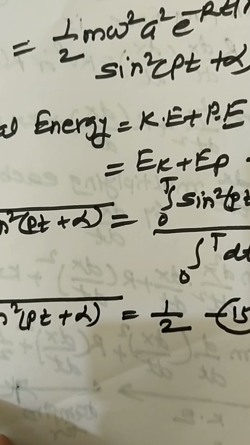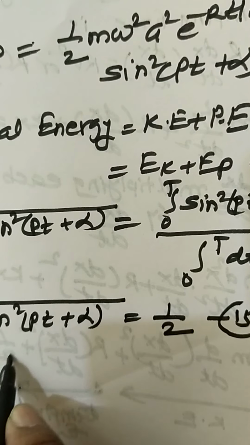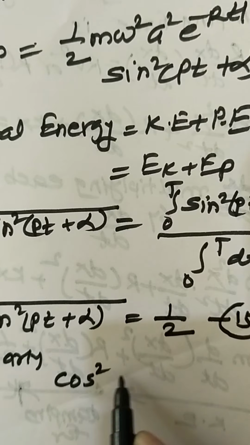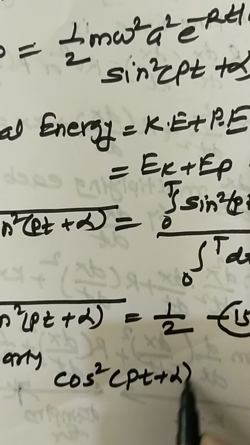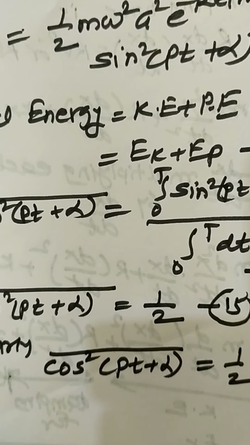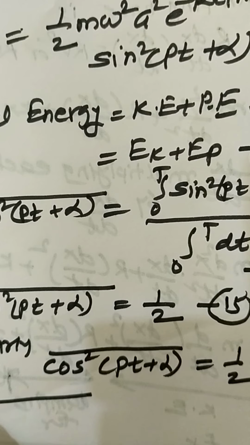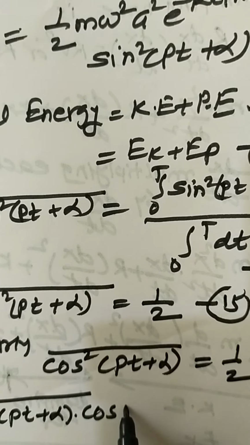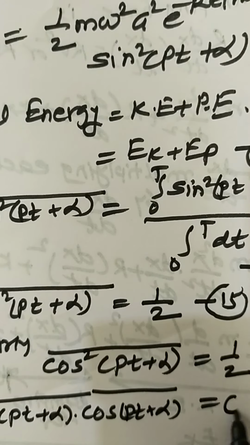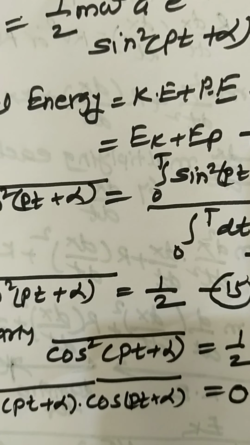Similarly, the average value of cos squared(pt plus alpha) is equal to 1/2. And therefore the average value of sine(pt plus alpha) into cos(pt plus alpha) is equal to 0.